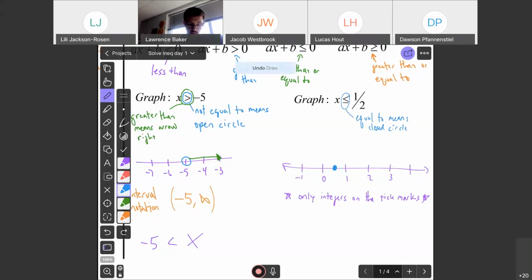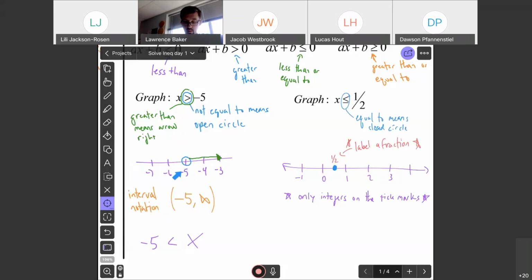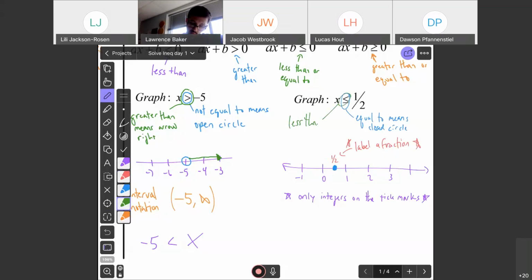And then you always label it as well. I didn't do that over here with the -5 because it was already on the line. But if we're putting a dot between the two tick marks, then we need to label what it stands for. Okay? So only integers on your tick marks, and when you're doing a fraction, you need to label it specially on the dot. And then, because that's less than, it means arrow to the left.